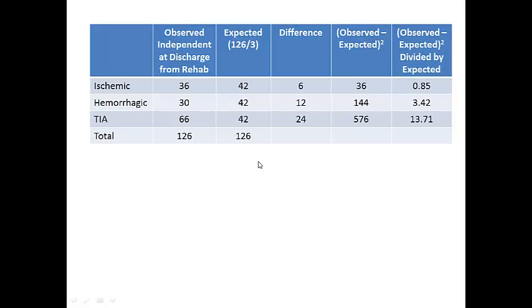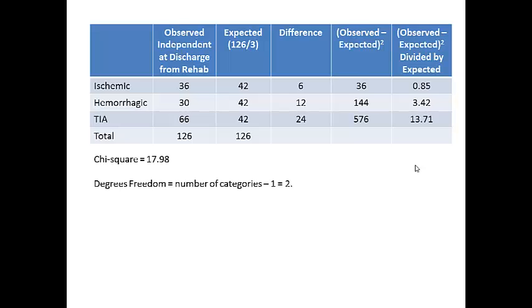Remember the equation. We're going to subtract one from the other. And so the difference between 42 and 36 is 6, 12 for hemorrhagic, and 24 for TIA. We now square this difference, and then we divide by expected. And so we see that 0.85 for ischemic, 3.42 for hemorrhagic, and 13.71 for TIA. We simply add these three numbers together to get our chi-square, and that's equal to 17.98.